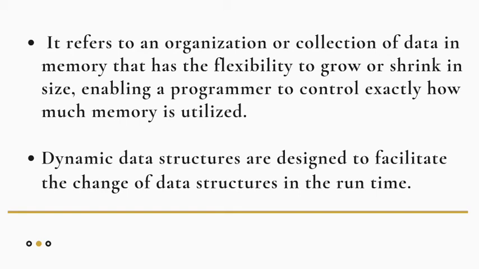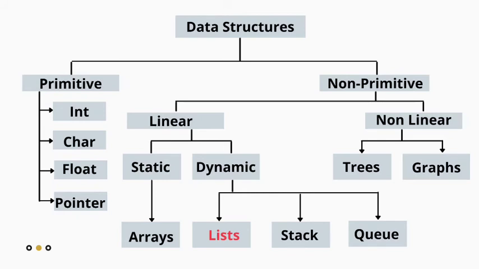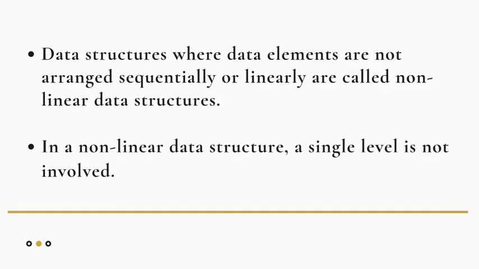Well, this module is all about its types, that is list, or as it is famously known, linked list, stacks, queues. So we'll go over them in the upcoming lectures. Let's just have a brief discussion about the non-linear type. As the name suggests, data structures where data elements are not arranged sequentially or linearly are called non-linear data structures. In a non-linear data structure, a single level is not involved. Its implementation is complex in comparison to linear data structures. Now here a multi-level comes in.